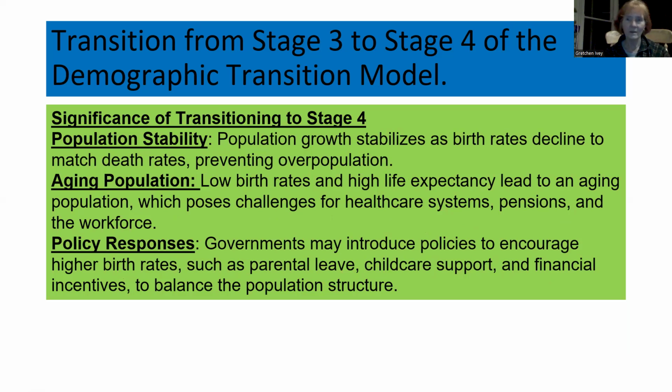So, what happens when a country goes to stage 4? Why is that important? Well, the population is stable. Population growth stabilizes if birth rates decline to match the death rates, preventing overpopulation. You have an aging population, so low birth rates and high life expectancy lead to an aging population, which poses challenges for healthcare systems, pensions, and the workforce. And policy responses. Governments may introduce policies to encourage higher birth rates, such as parental leave, childcare support, and financial incentives to balance the population structure.